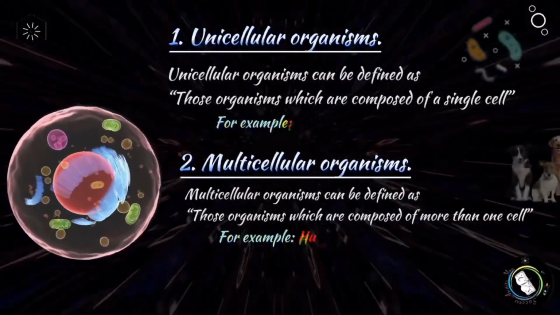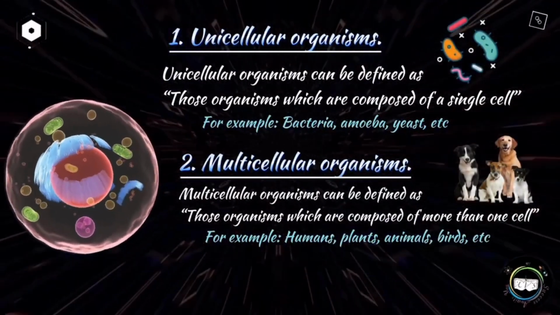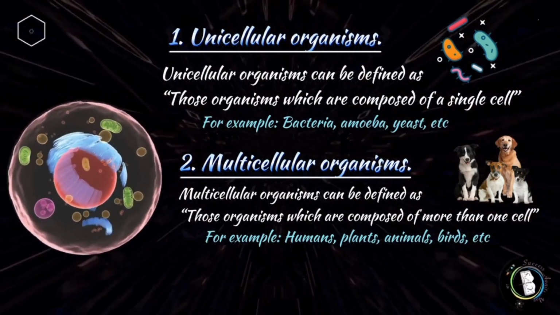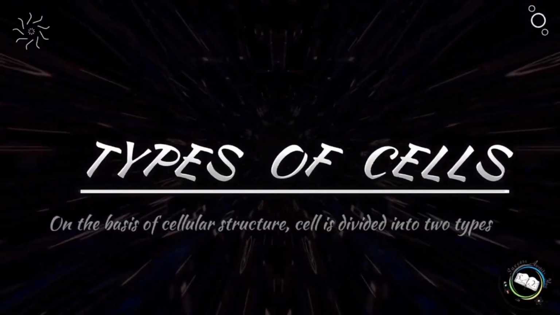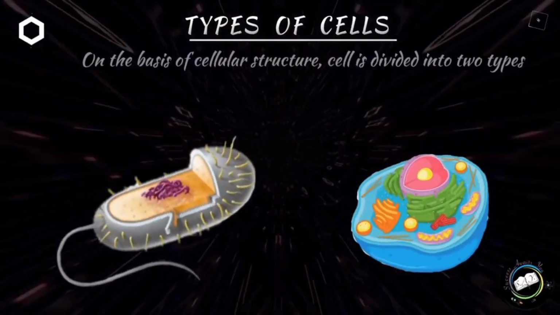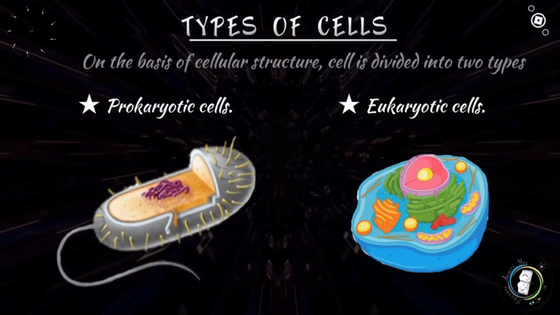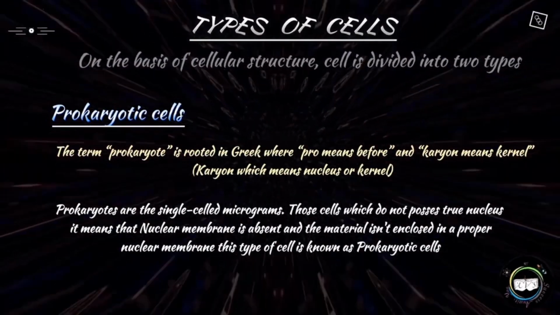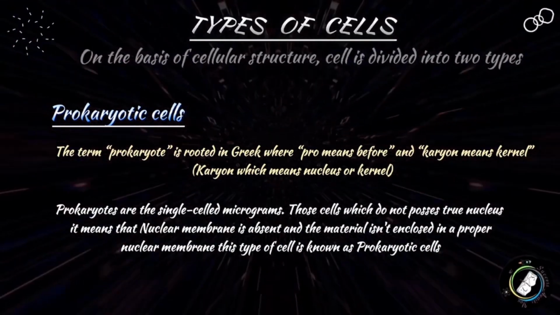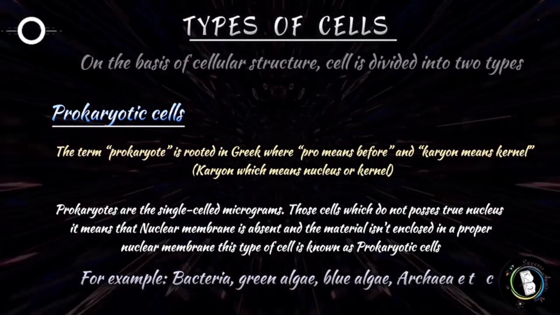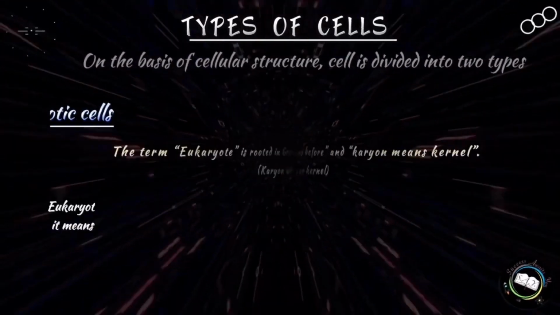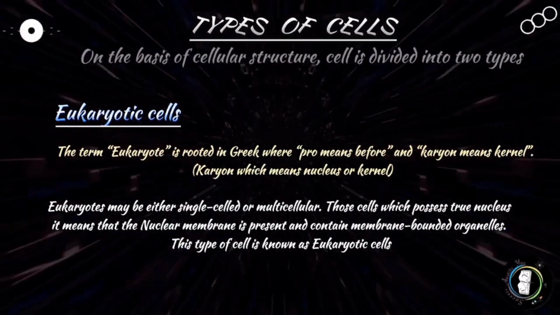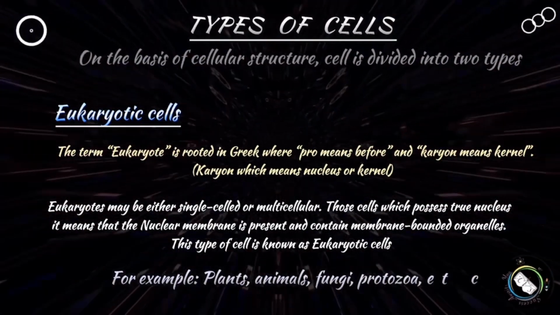As the name implies, unicellular organisms are made up of a single cell, while multicellular organisms have many cells to perform life processes. Moving forward, let's talk about types of cells based on cellular structure. These are prokaryotic cells and eukaryotic cells. Prokaryotes are the simple, single-celled organisms that do not have a true nucleus. For example, bacteria, mycoplasma, cyanobacteria, etc. While eukaryotes are the complex, multicellular organisms that possess a true nucleus. For example, humans, plants, etc.